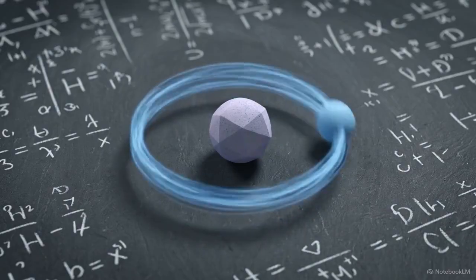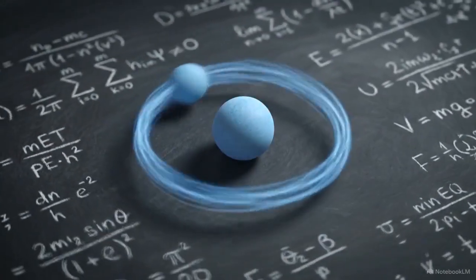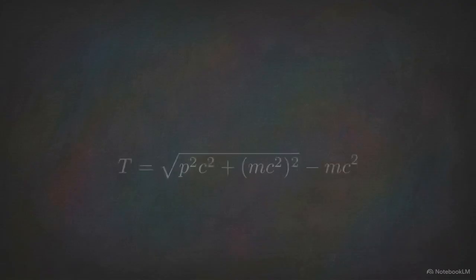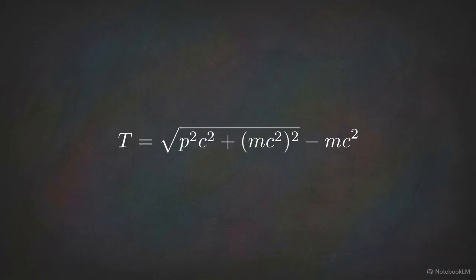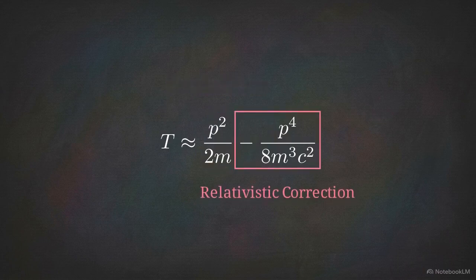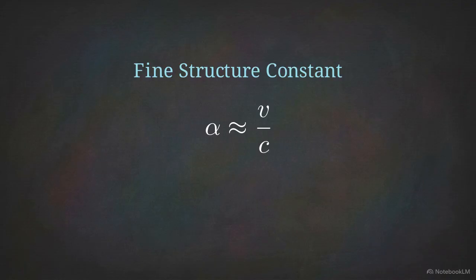The first missing reality is velocity. The electron in a hydrogen atom moves at a significant fraction of the speed of light, making the classical kinetic energy approximation insufficient. We must replace the classical momentum term with the exact relativistic kinetic energy formula. Expanding the exact relativistic formula via a Taylor series reveals the familiar classical term, followed by a new small perturbation term. To understand the scale of this perturbation, physicists look at the fine structure constant, alpha, which roughly represents the ratio of the electron's velocity to the speed of light.